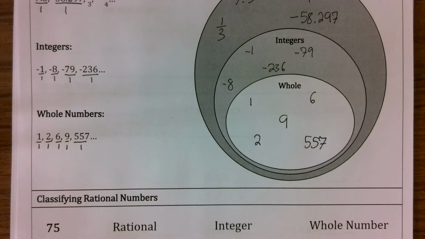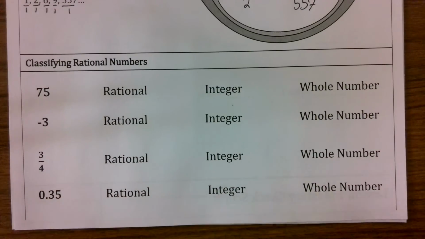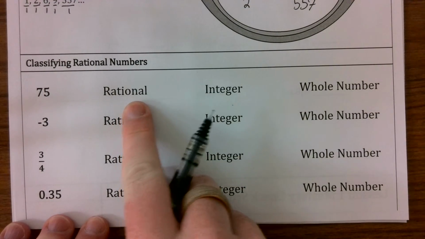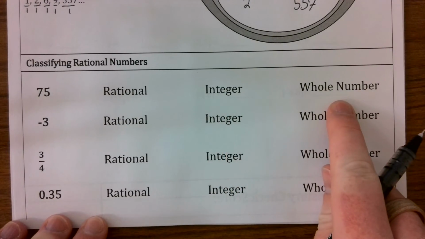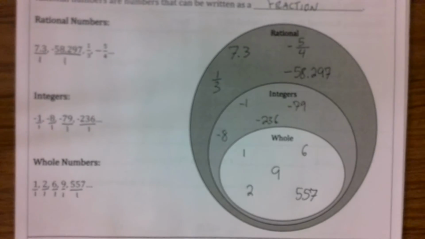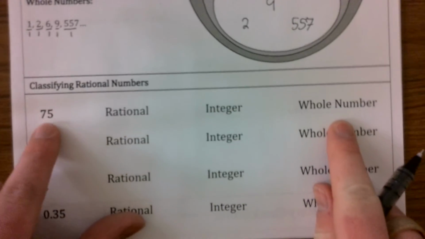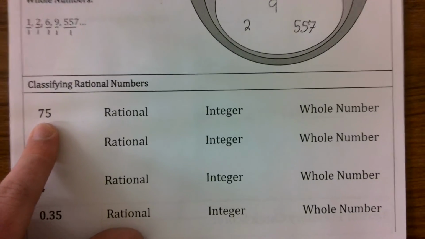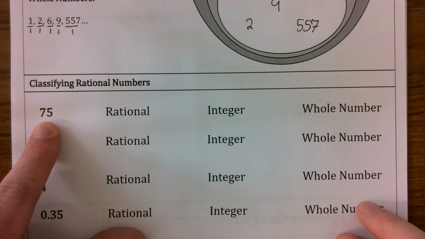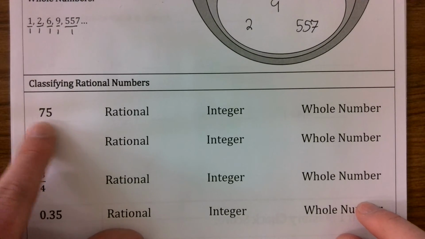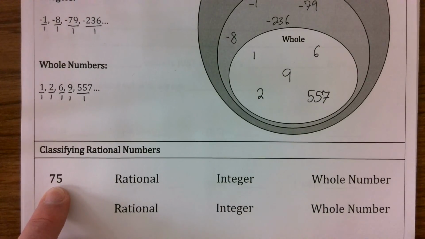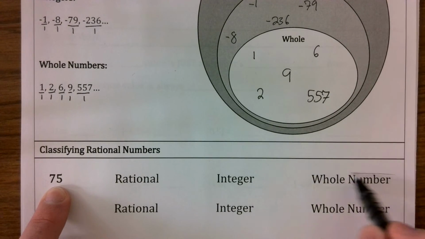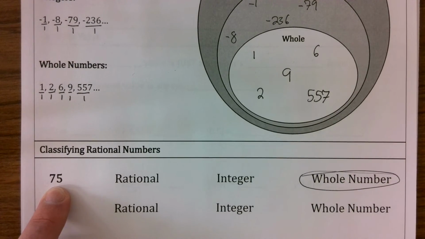All right, lastly, we're going to do some practice. We're going to classify rational numbers, which means we're going to decide if these numbers here are rational, integers, or whole numbers. And we're going to use our chart up here to help us. So let's look at 75, for example. 75 is not negative, and it doesn't have a decimal. It looks an awfully lot like a whole number. So I would say that 75 is a whole number.